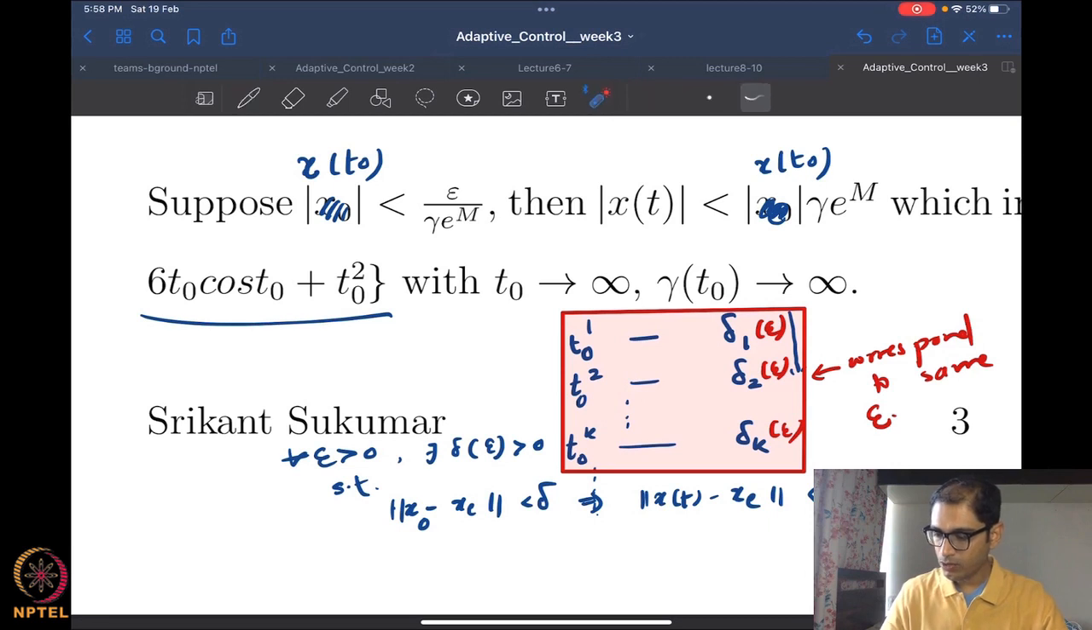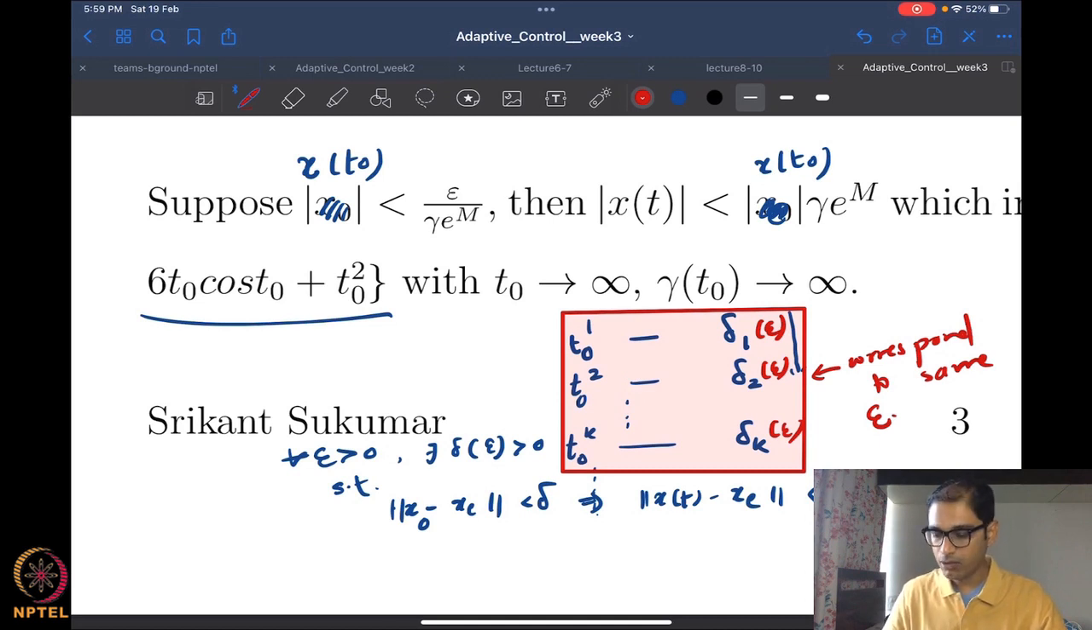Here notice that the subscript gives me dependence on the initial time, and this quantity here shows me dependence on the epsilon. So basically all of these are for the same epsilon. I want to indicate that here. Okay. So once I have this list, the question is, which one should I choose? How do I know which delta to choose?